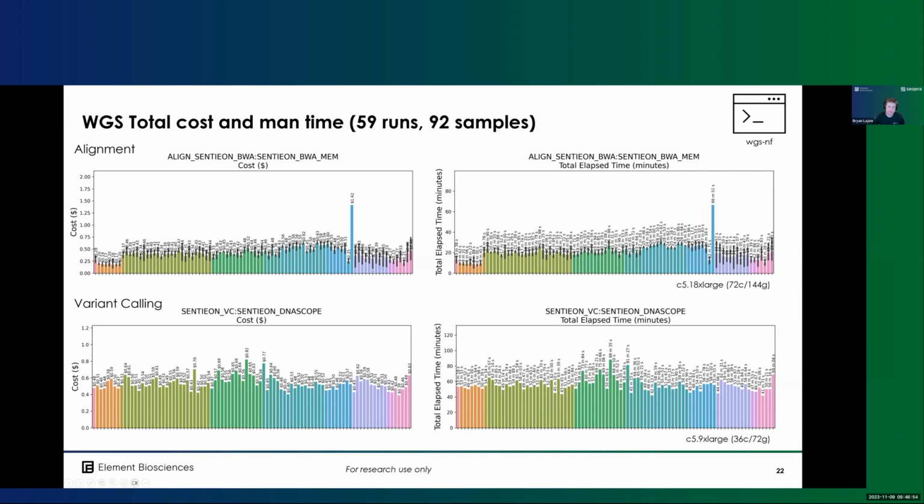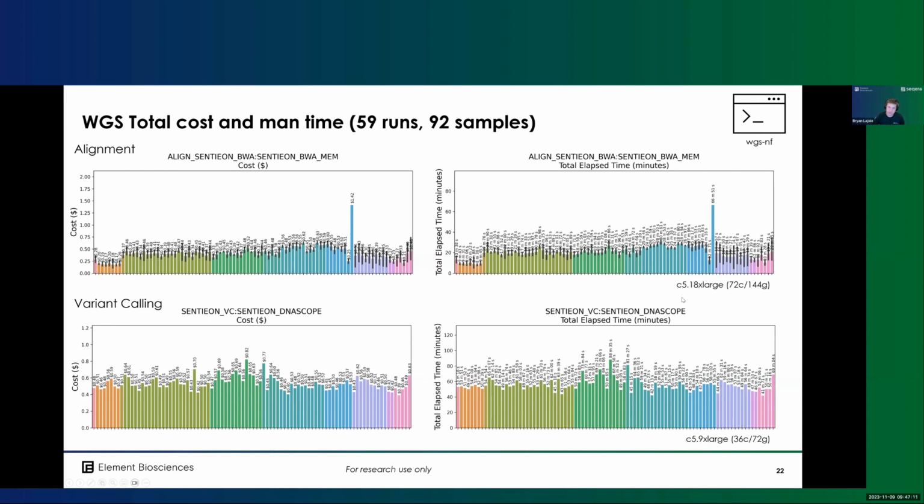So this is something like 50 cents. And then the time to align is maybe less than 30 minutes or so. And then variant calling as well, 50 to 60 cents to do the variant calling. And you can do that in, let's say, less than an hour, the actual variant calling.